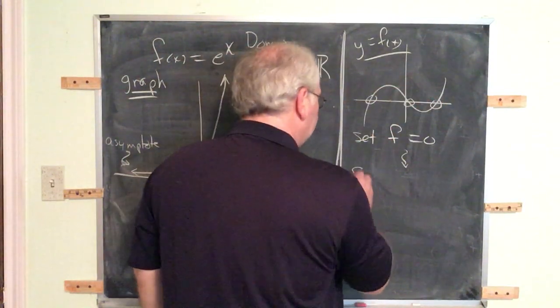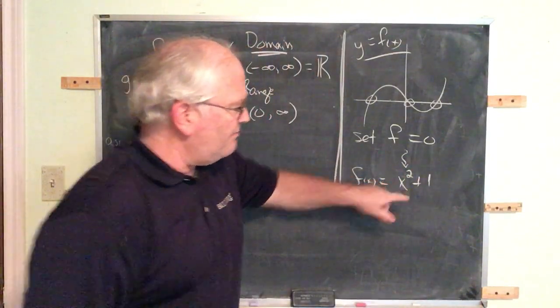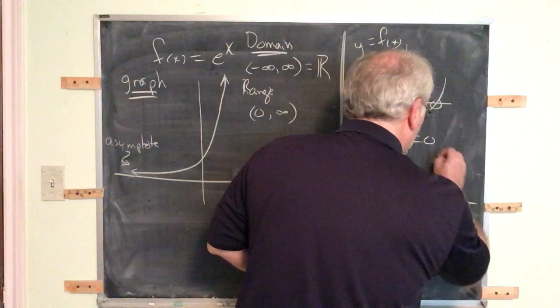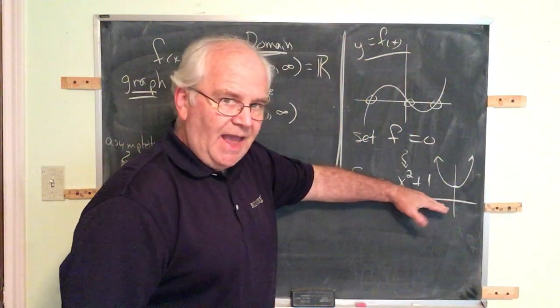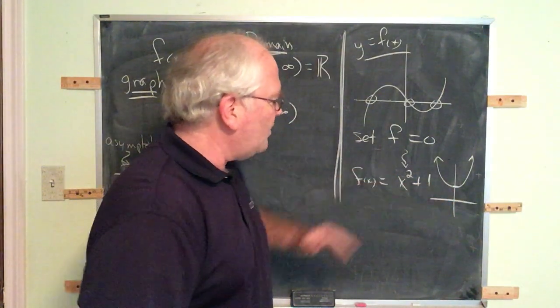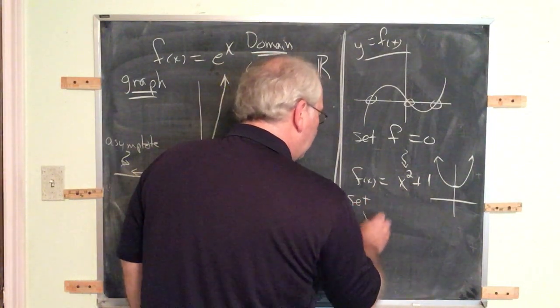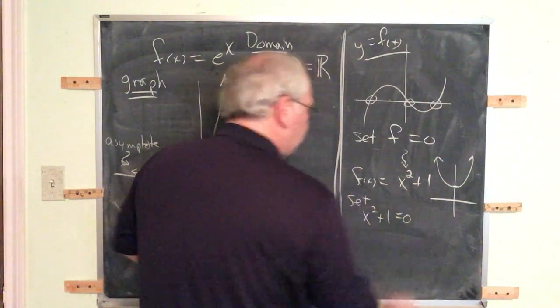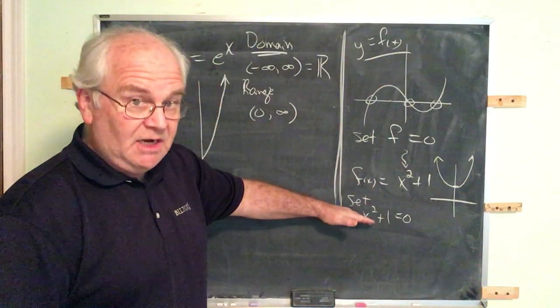Now, consider this function. This is the basic parabola shape, shifted up 1 unit, so we're all familiar with that. This does not have any x-intercepts. Clearly, we know that from the graph. And if you set about trying to find them, if you set x squared plus 1 equal to 0, in this particular case, you better not find any.